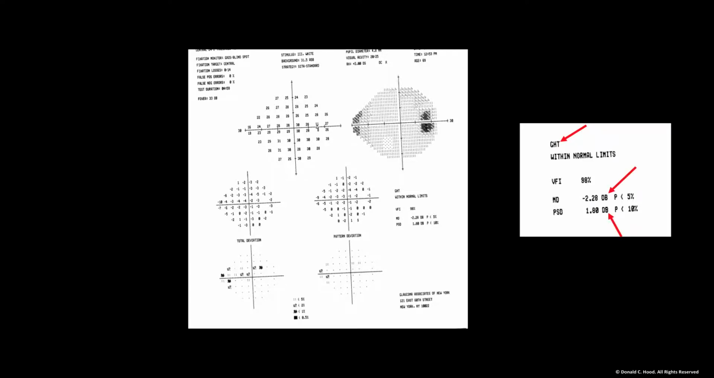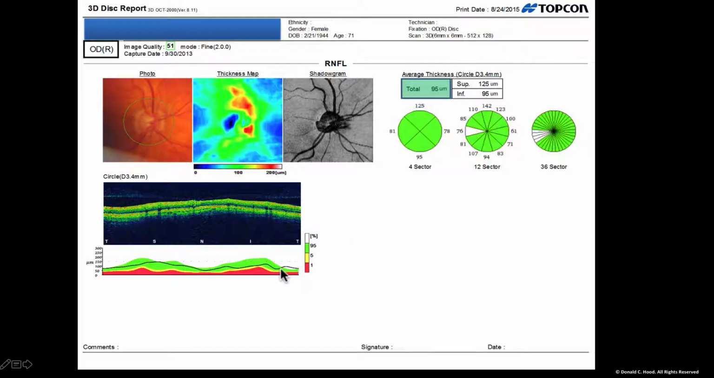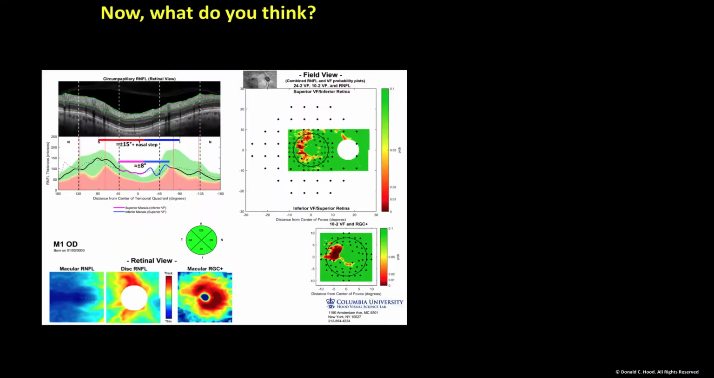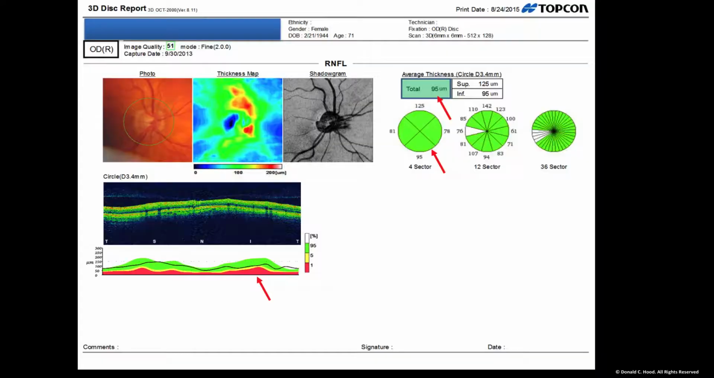However, if you look at the pattern here, at least to me, this certainly suggests glaucomatous damage. And then here's the OCT that I showed you. And if you look at this, the total average thickness that most people look at is normal. The quadrant clock hours are normal. The retinal nerve fiber layer thickness is normal. You may or may not be worried about that.